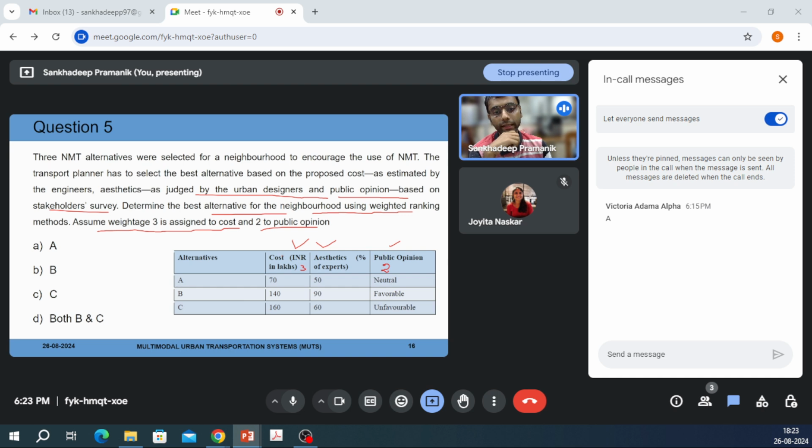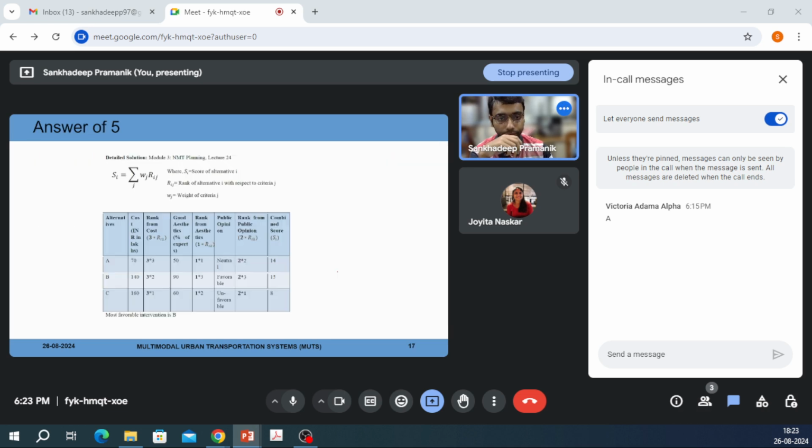So there are three criteria: cost is one, aesthetics is one, and public opinion is one. And in the question it is saying that assume weightage 3 is assigned to the cost and 2 is to the public opinion. And as nothing is said, we will take the aesthetics as 1. So by default it will come as 3, 2 and 1.